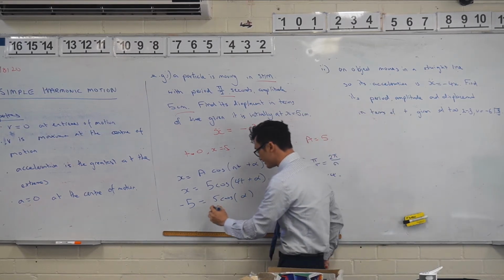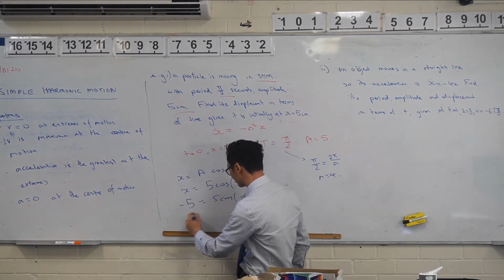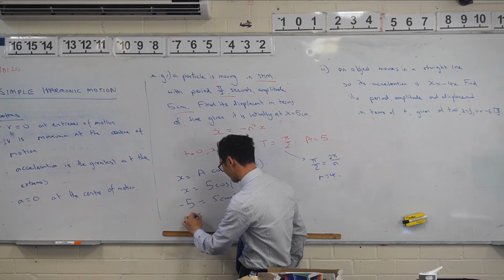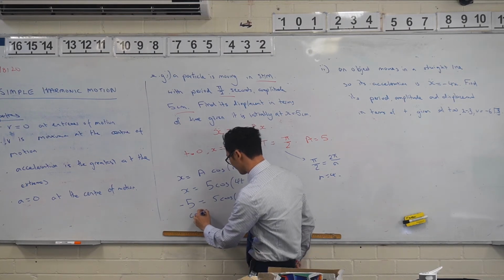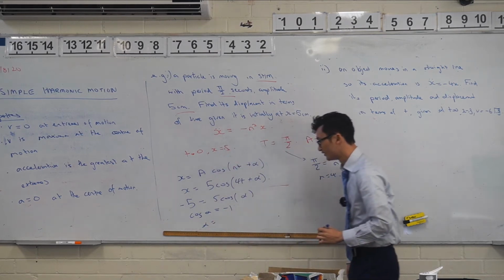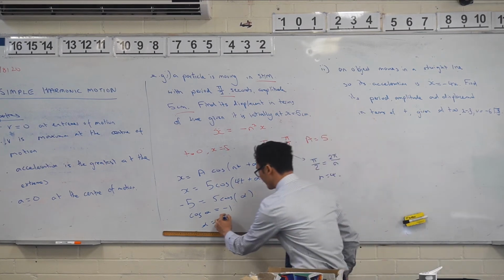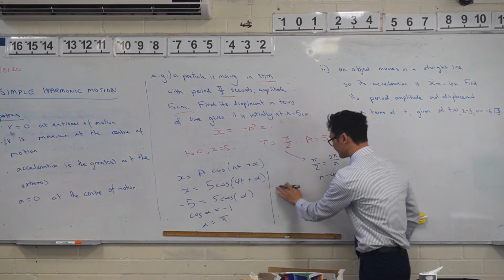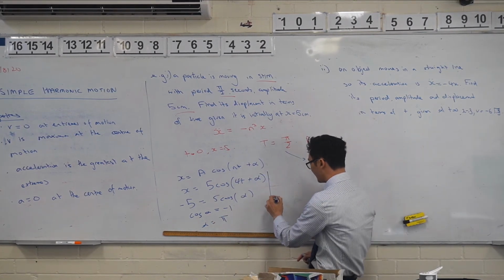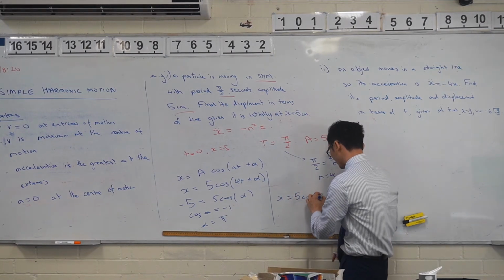Now, when you find cos alpha, so cos alpha will equal -1, so alpha will equal pi. So our final equation is x is equal to 5 cos(4t + pi).